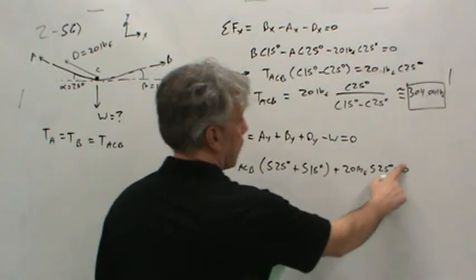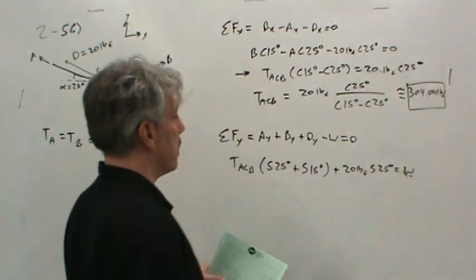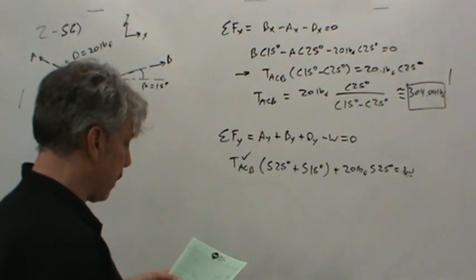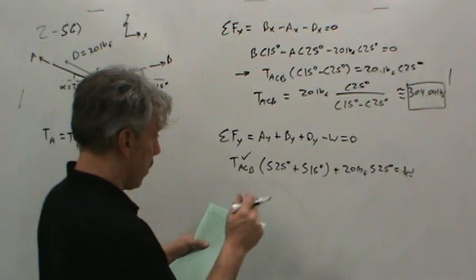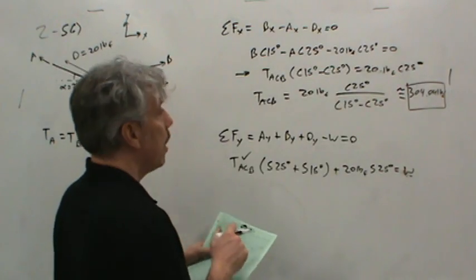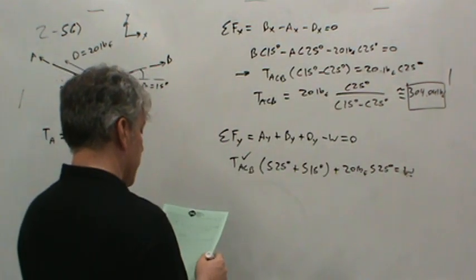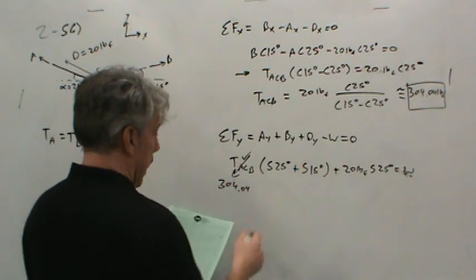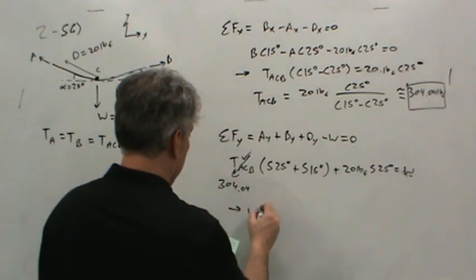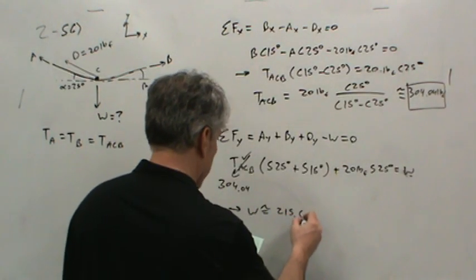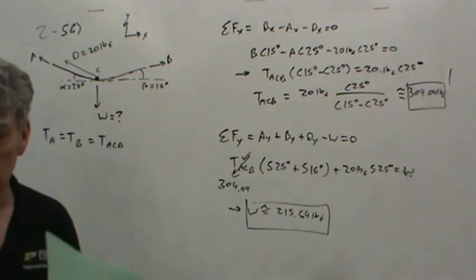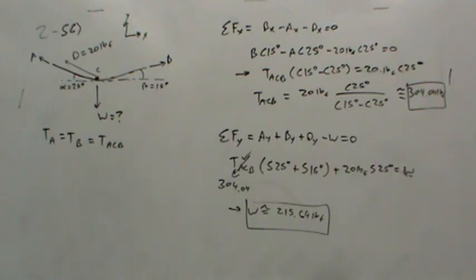All I've done is move the weight to the other side. Since we already know the tension in the cable, we can simply plug that in: 304.04 pounds, and calculate the weight. When you do that, the weight comes out to about 215.64 pounds. So now we know the weight of the sailor and the chair he's sitting upon, and we know the tension in the cable that's supporting the whole thing.